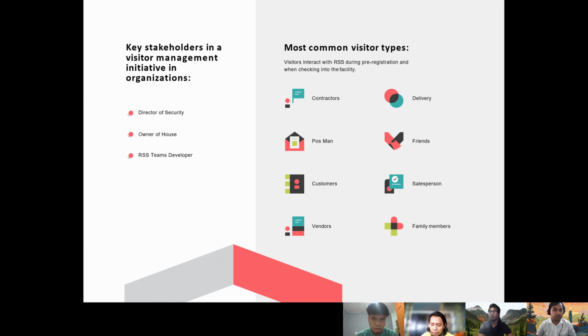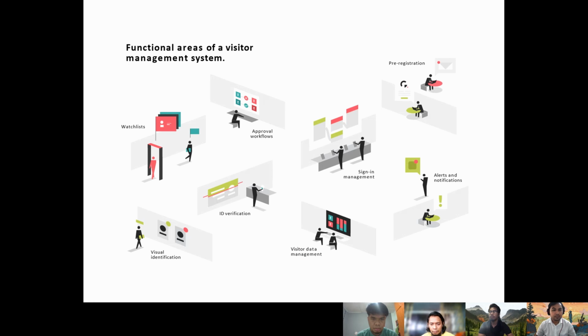In this project, we have key stakeholders in the visitor management system. First is Director of Security, second is owner of the house or residents, third is RSS team developer. Most common visitor types that come to the resident are contractor, delivery, postman, friends, customer, salesperson, vendor, and other family members. This is the function area of the visitor management system. They can show the watch list, approval, workflow, identification, alerts, and pre-registration.